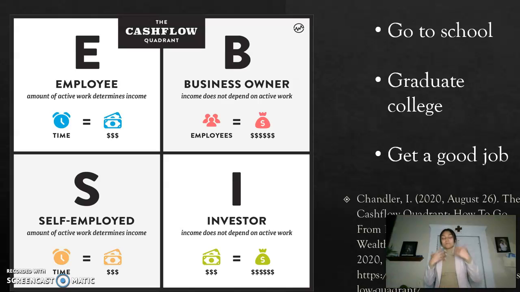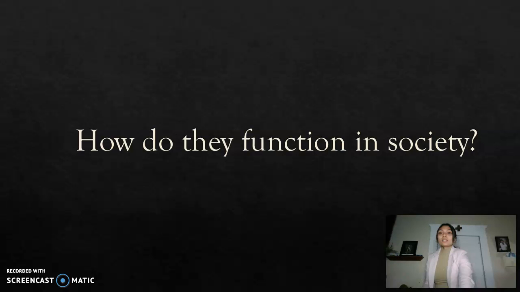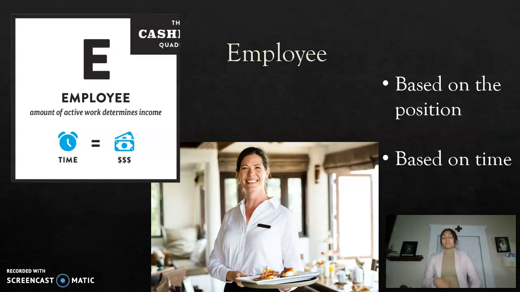Okay, so this is actually called the cash flow quadrant. It was actually developed by Mr. Robert Kiyosaki, and these are the four ways to make income in America. So first and foremost, we have our employees, our self-employed, business owners, and we have our investors. Now that we know what they are, we really want to know how they function in society, correct? So, first, I'm going to be starting with our employee box.